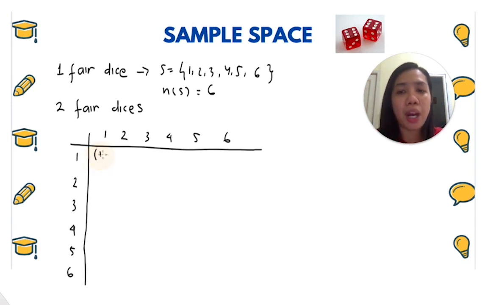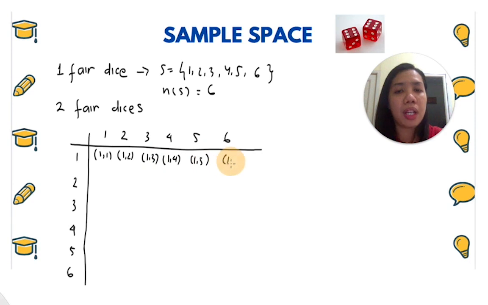The first possibility is (1, 1): we get 1 from the first dice and 1 from the second dice. Then we can also have (1, 2): 1 from the first dice and 2 from the second dice. We can continue with (1, 3) up to (1, 6), and we end here for the first row.